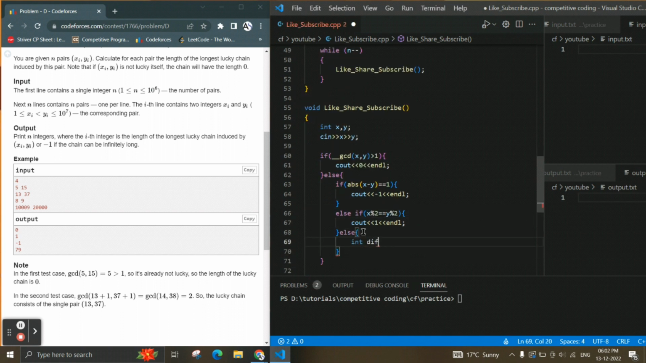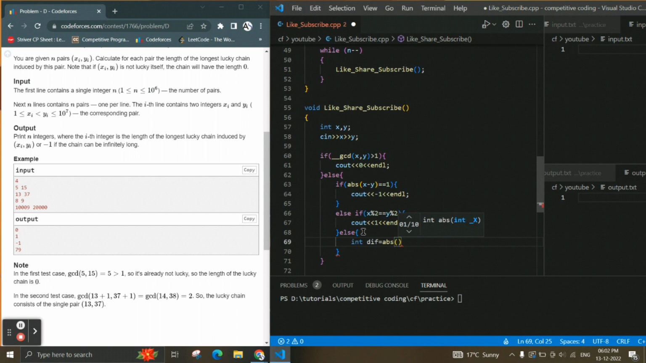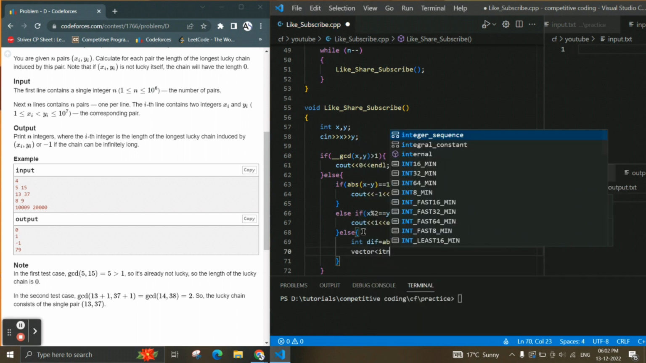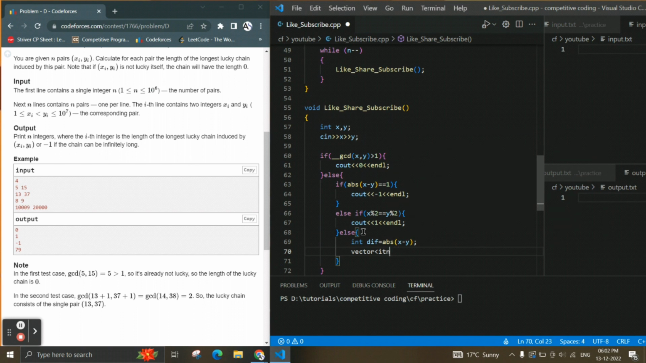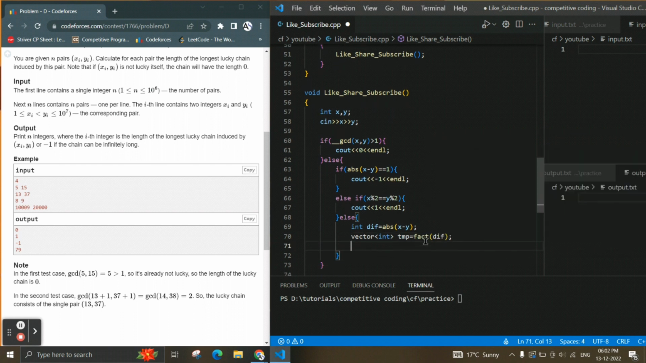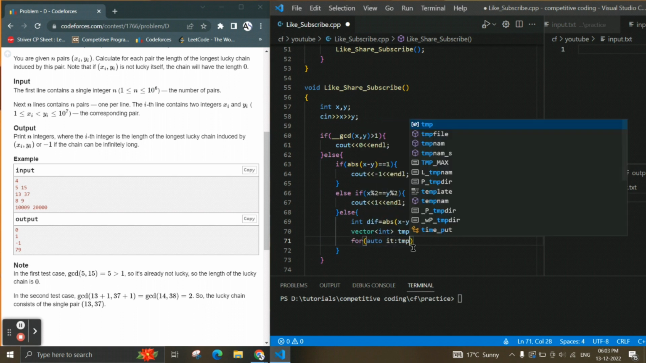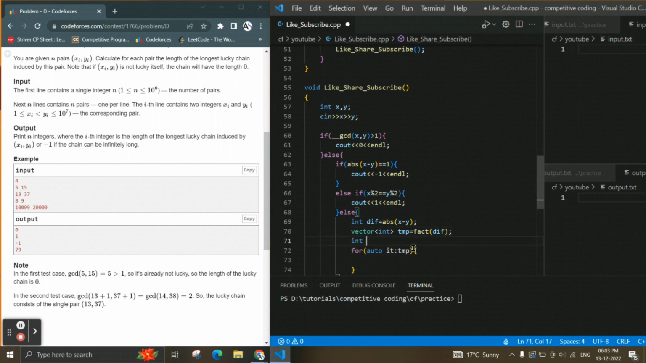Now the last case is I will find the absolute difference of x and y. Now my fact function will give me the factors of the absolute difference. So I will pass the difference to the fact function. It will return all the factors in my temp vector. Now I will iterate over my temp vector. Now I will initialize answer as int max.